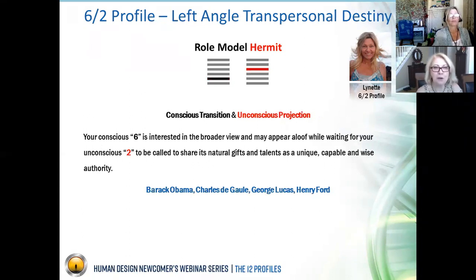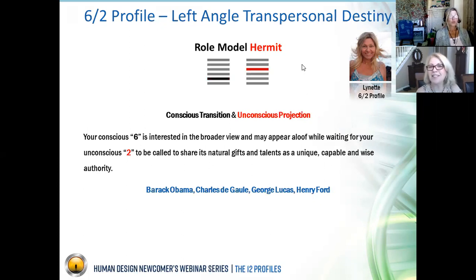The 6-2 profile, a left angle transpersonal destiny again, the role model hermit, conscious transition and unconscious projection. So your conscious 6 is interested in the broader view and may appear aloof while waiting for your unconscious 2 to be called to share its natural gifts and talents as a unique, capable, and wise authority. Other 6-2s that are famous: Barack Obama, Charles de Gaulle, George Lucas, and Henry Ford.